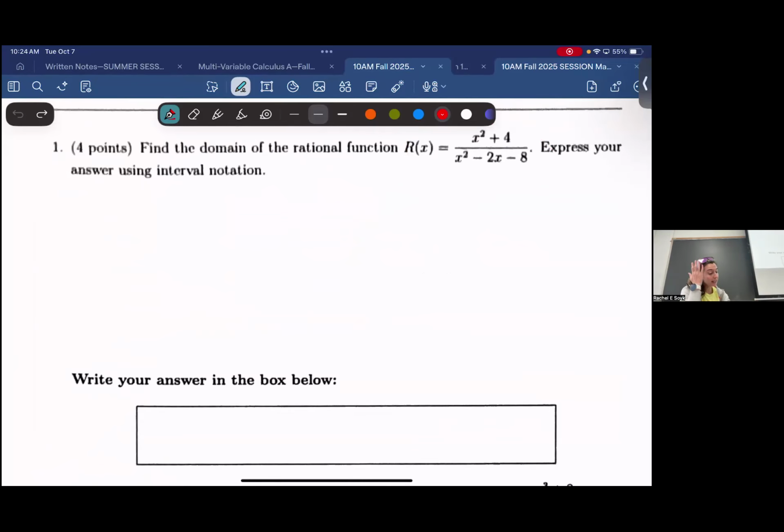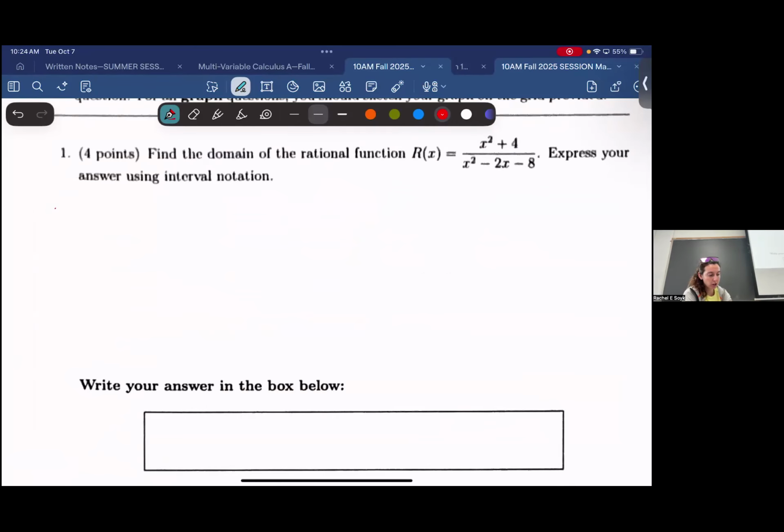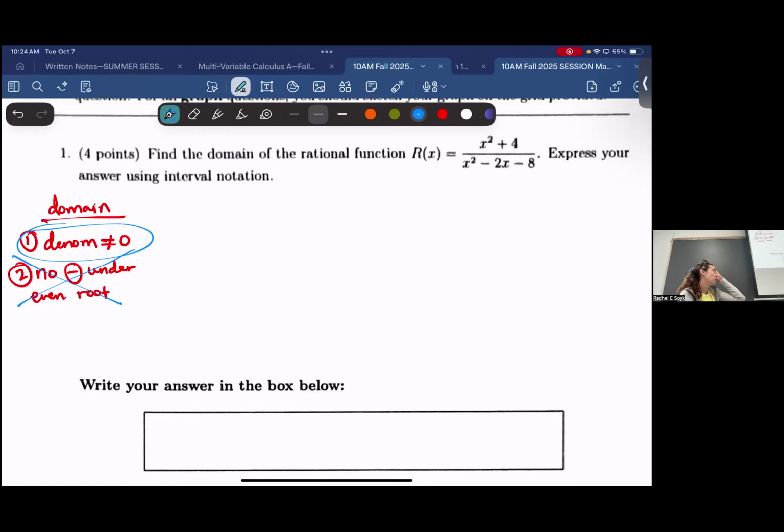So, anytime we're finding domains of functions, we have two requirements. The first requirement is the denominator cannot be equal to 0. And the second requirement is we don't want any negatives under an even root. Lucky for us, in this case, we have no roots or radicals, so we don't have to worry about that second one. But we do have a fraction, and so we have to set that denominator equal to 0 to find our restrictions.